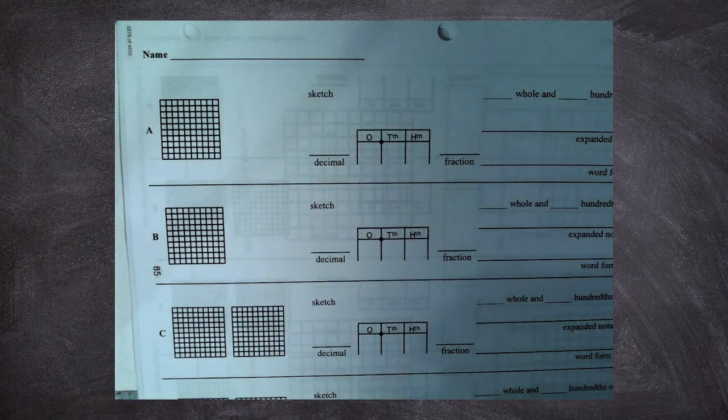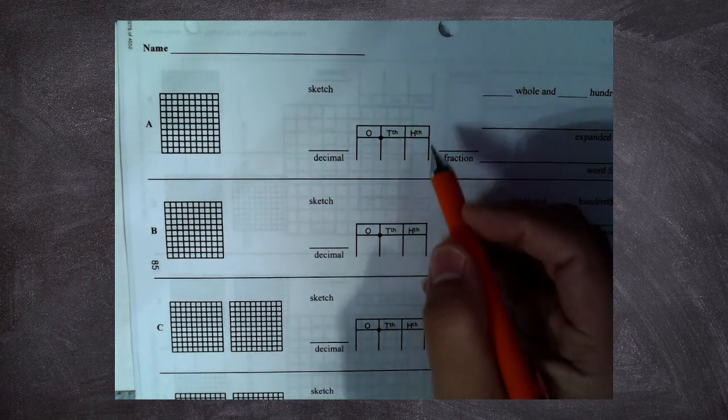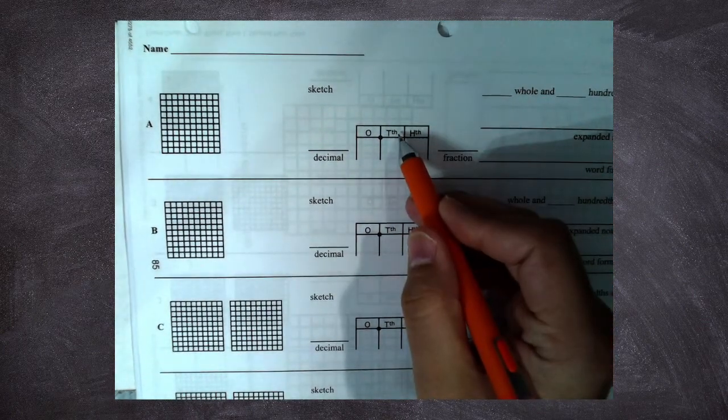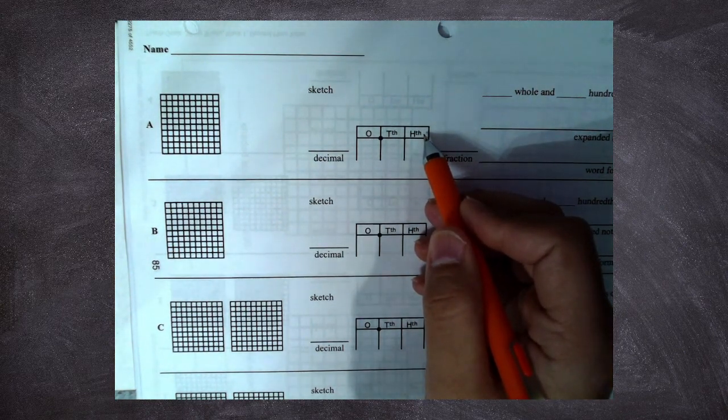This page looks a lot like the page that we did yesterday, but yesterday, all we were working with were the tenths. Today, we're going to work with even smaller decimals. If you look at our place value chart, now instead of having just tenths, it also has another place value called the hundredth.